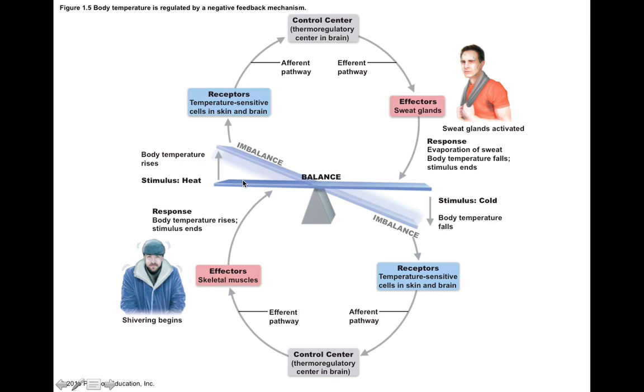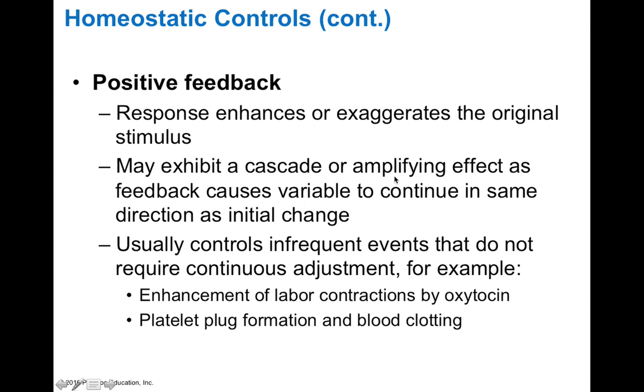So in this example, you can see we have two opposing negative feedback mechanisms that help keep you in internal balance, which is homeostasis. Now for positive feedback, they're much more rare because the responses here exaggerate the original stimulus. So this is where you have a cascade or amplifying effect where feedback causes a variable to continue in the same direction as the initial change.